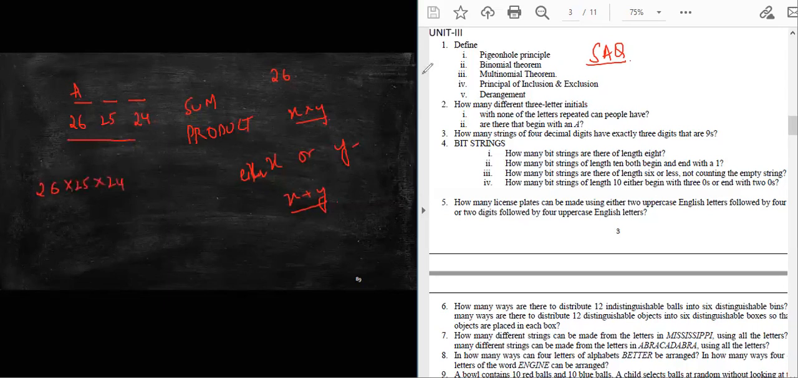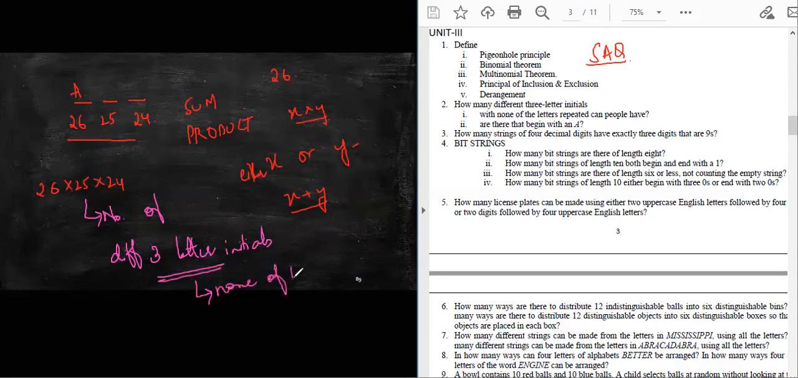Let me just write it over here. So the number of different three-letter initials which people can have is 26 into 25 into 24. What is the condition? None of the letters are repeated.